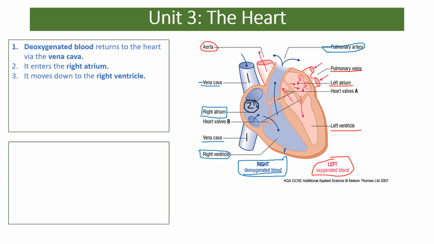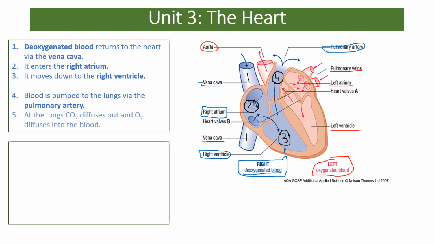It then moves down to the right ventricle, which is the bottom chamber on the right hand side of the heart. The heart contracts, and the blood is then pumped via the pulmonary artery out of the heart to the lungs, because this blood needs to pick up more oxygen and remove the carbon dioxide from it. And at the lungs, as I said, the carbon dioxide diffuses out of the blood and new oxygen diffuses into the blood, so we can then take it back around the body.